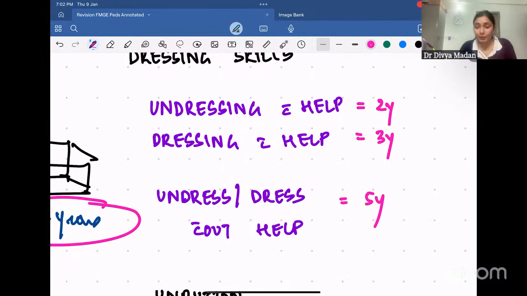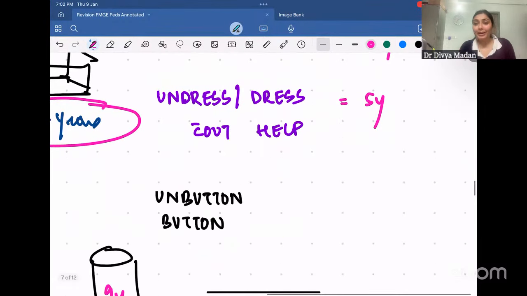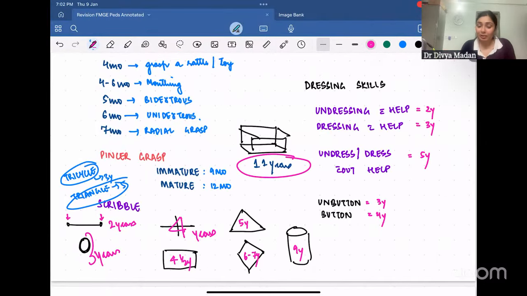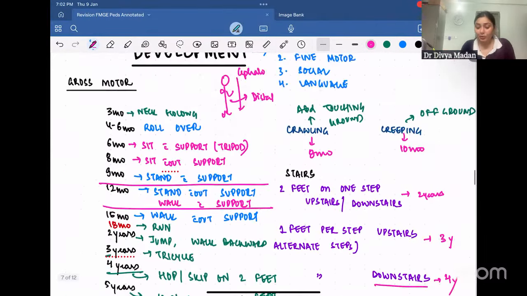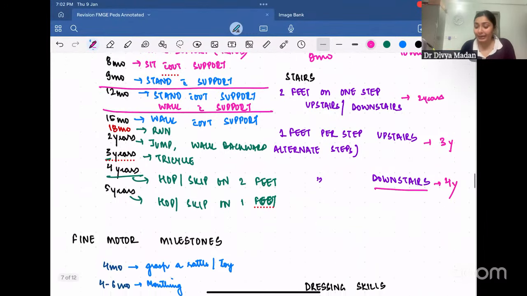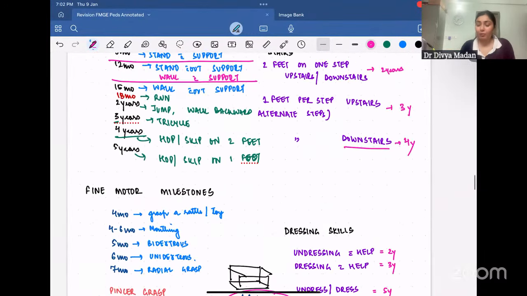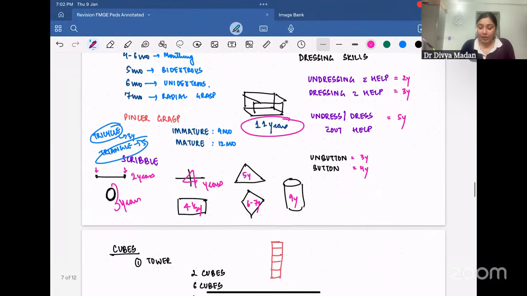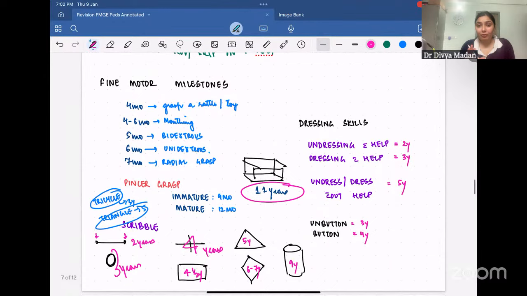And in dressing also a very skillful task is buttoning and unbuttoning. Again, unbuttoning is easier. So it comes at 3 years of age and buttoning at 4 years of age. Right? So I have separated these dressing milestones. Similarly, in gross motor milestone, stair milestone, I have made a separate table, so that is easier for you to remember. 2, 3, 4, 2, 3, 5, 3, 4. Right? So this completes fine motor milestone.